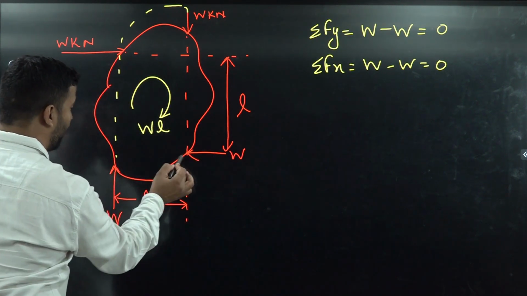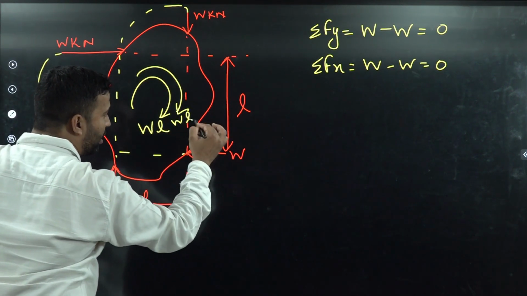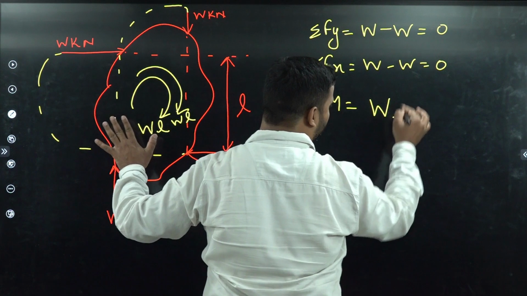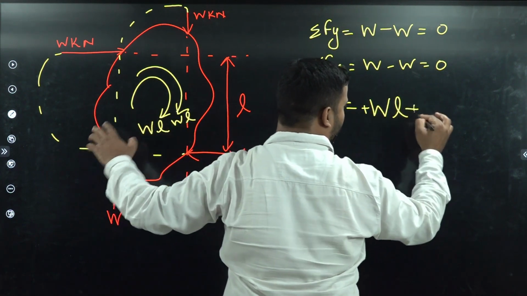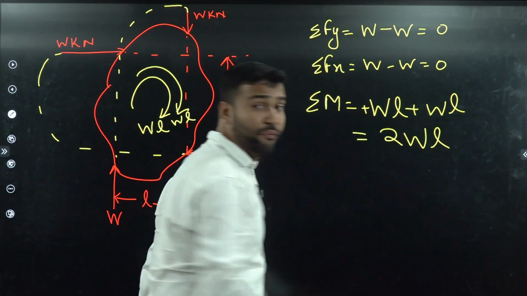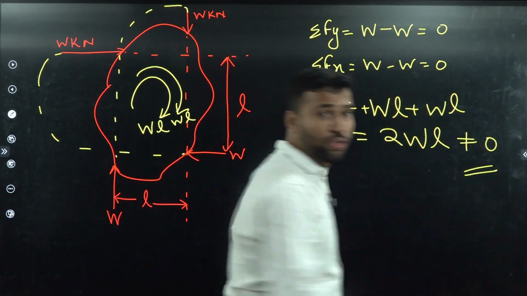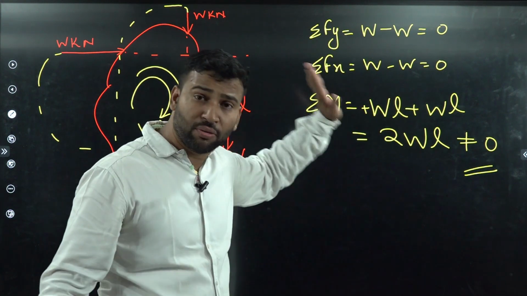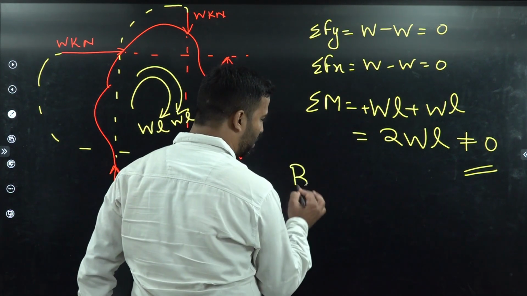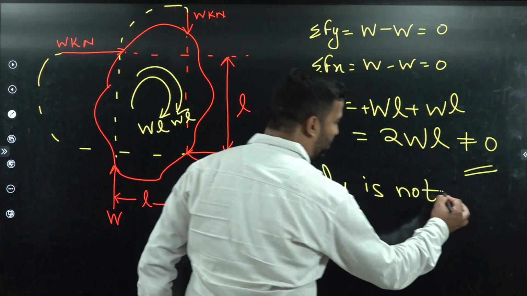Similarly, this W and this W will again create a clockwise couple of intensity W into L. Now if we are talking about the net moment on this body, this will be WL in the clockwise direction, considered as positive, and again WL in the clockwise direction. So this body will have a moment equal to 2WL, which is not equal to 0, student. So the third condition fails here. So this body is not under equilibrium. We can write: body or structure is not under equilibrium.